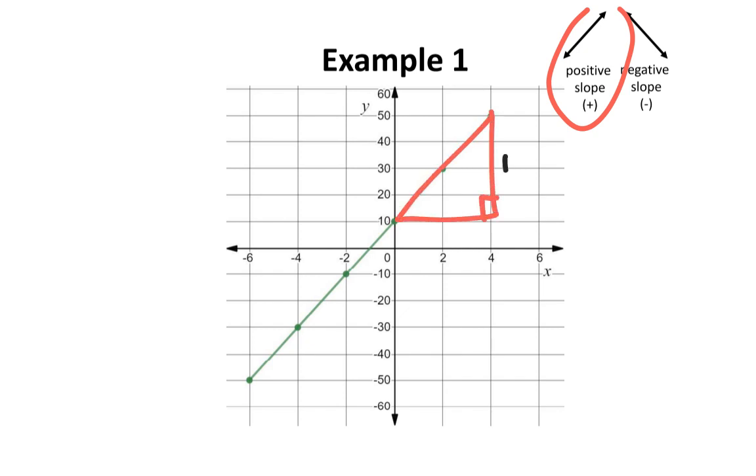We now need to find the rise, which is really just the height of the triangle, and the run, which is the base of this triangle. The rise occurs between the numbers 10 and 50, which means the rise is going to be 40. Meanwhile, the run occurs between the number 0 and the number 4, which means the run is going to be 4.